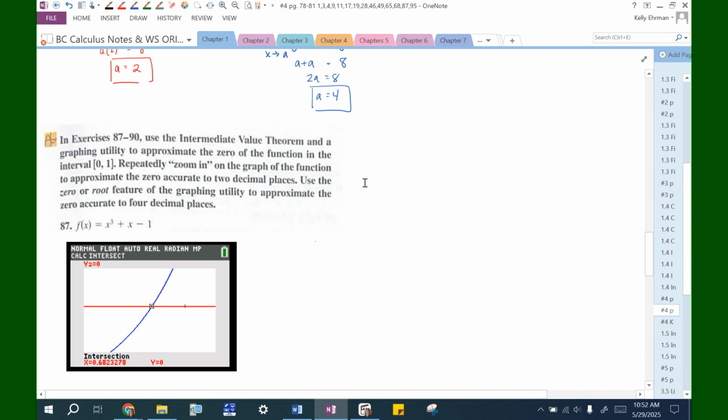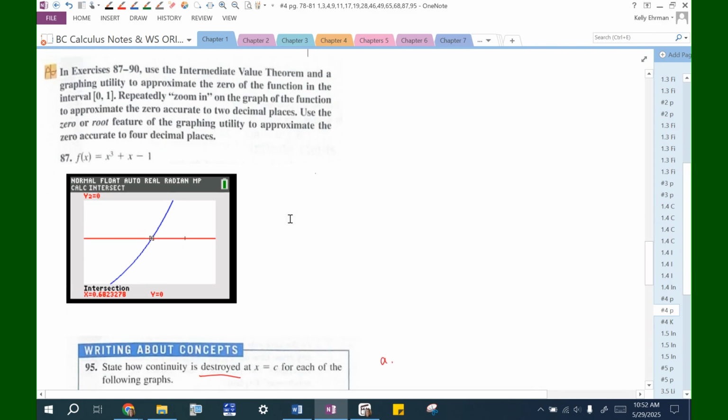Use the intermediate value theorem in a graphing utility. I guess I used a graphing calculator here to approximate the 0 of a function on the interval 0 to 1. Repeatedly zoom in on the graph of the function to approximate the 0, accurate to 2 decimal places. Use the 0 or root feature of a graphing utility.